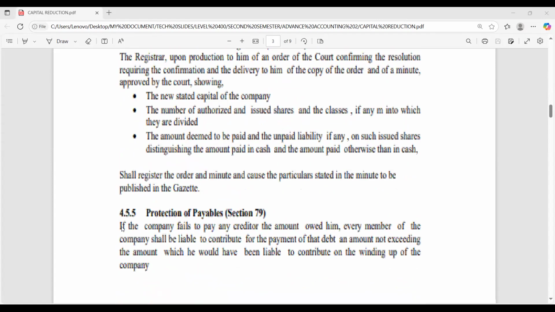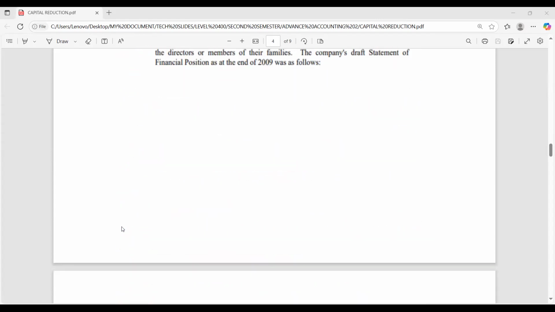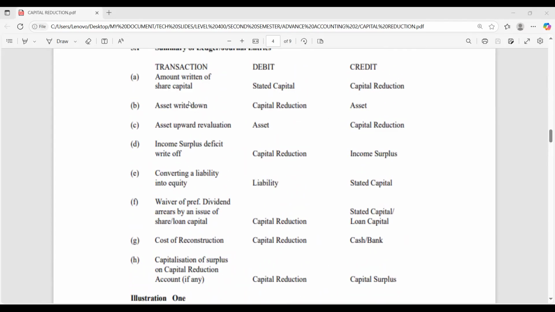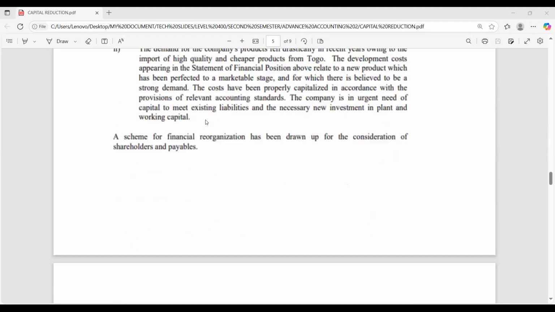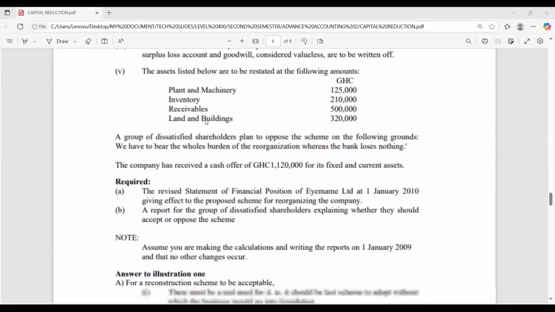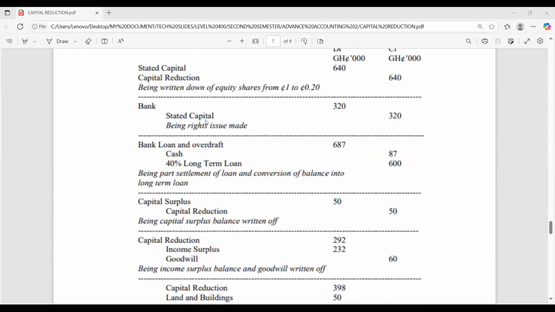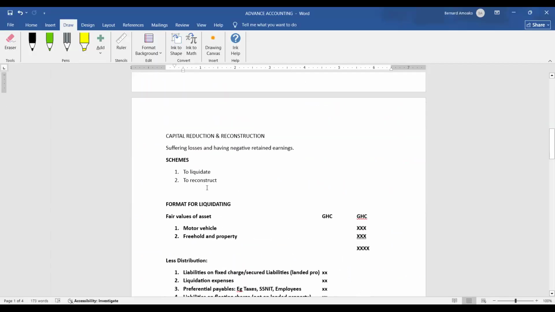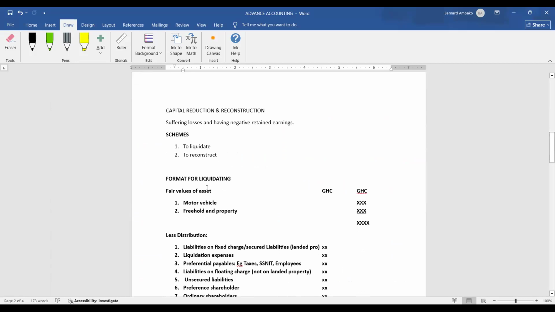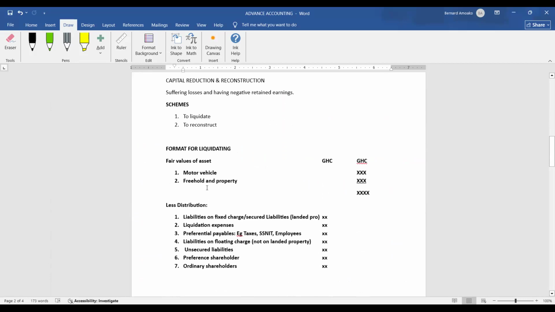So ladies and gentlemen, you can read and read and read and know the debits and credits as well. But today, I would want us to look at liquidation. What are some of the things that we need to know? There are two schemes broadly that I've told you about. If I want to liquidate, there are two schemes: either to liquidate or to reconstruct. These are the two schemes.